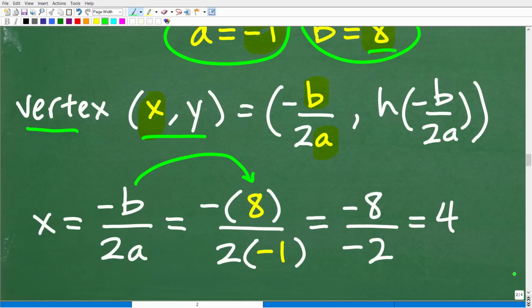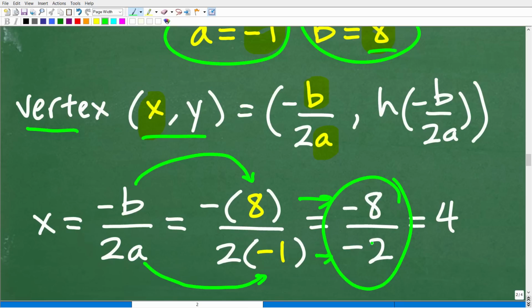I know there's a lot of math going on here, so you can pause the video to see what's going on. So we have the negative of a positive 8, that's negative 8, and then 2 times negative 1 is negative 2. So we have a negative divided by a negative, that's going to be positive. Negative 8 divided by negative 2 is a positive 4.